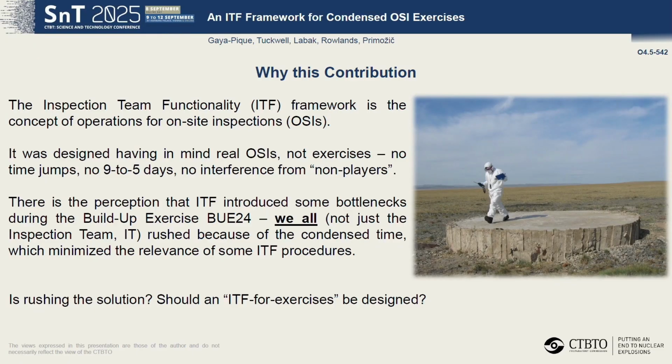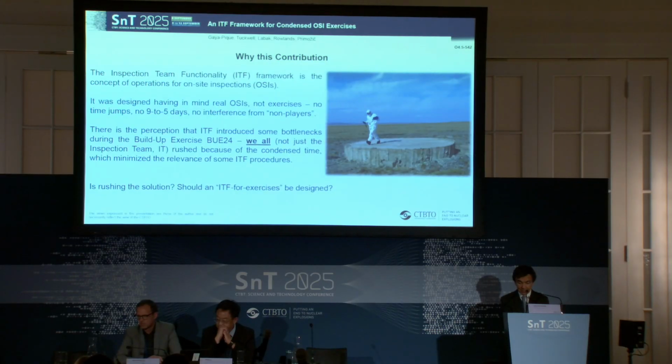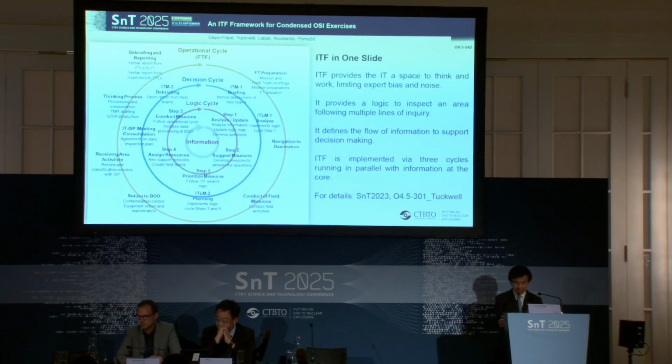So there is a perception that this framework introduced some bottlenecks during the last big exercise we had in 2024. We all, and I highlight that one, rushed because we did not have enough time. And that rushing minimized the relevance of some procedures. So two questions: is rushing the solution, and should an ITF framework be designed for exercises? So that's why we present it here.